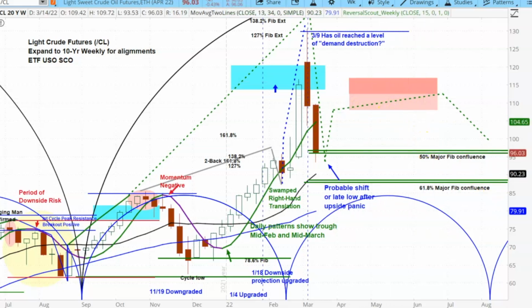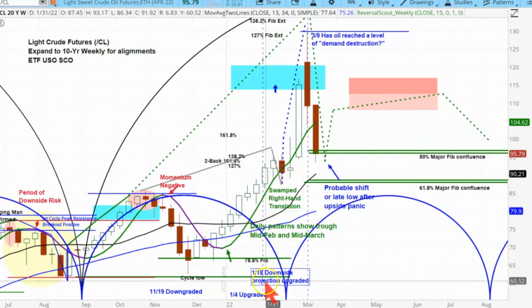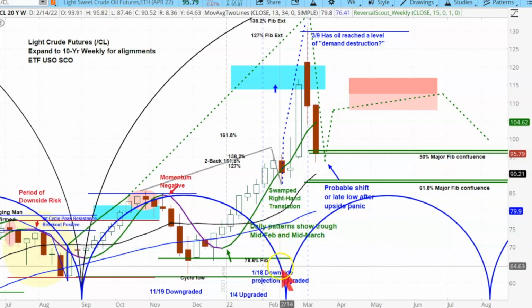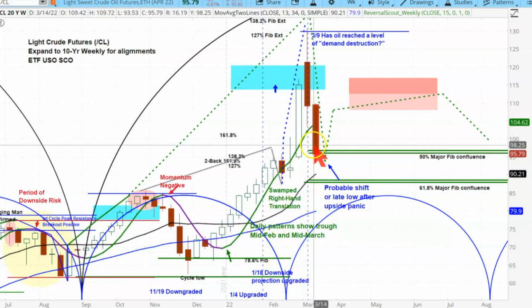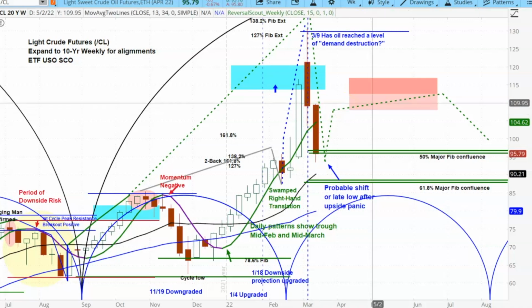And you can see what happened was that it blew out to the upside right over here to the 127 fib extension, and then reversed and now has come down to the major 50% confluence of support. So while we thought that this was where the cycle low was, and this was a swamped pattern because the momentum was so strong, actually you can see that this expected decline or low happened late because it was skewed to the upside by the war.